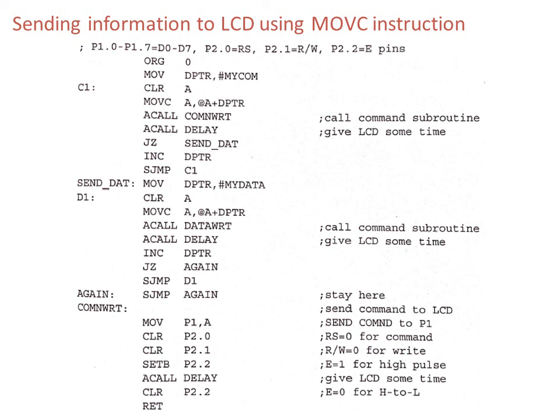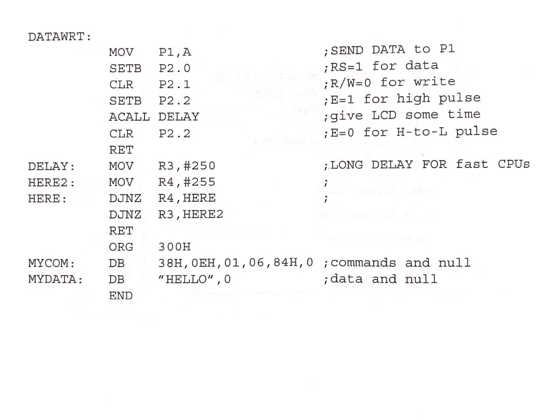D1 is nothing but again CLR A, MOVC A, @A+DPTR, the content of the DPTR, the second letter, will be copied to the accumulator. ACALL data write, so all the instructions are executed to transmit data to the LCD. Then a delay, increment DPTR, and if it has not reached the end of the string, again jump to D1. Like that it continues.